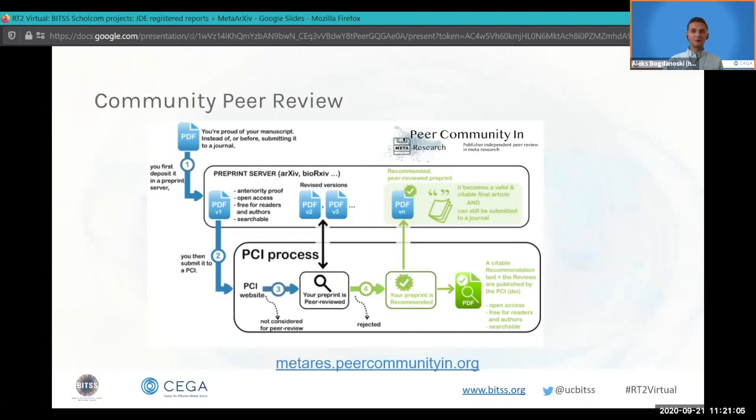Since recently, we have also teamed up with a group called the Peer Community in Meta Research. And through the PCI Meta Research community, you are able to submit your preprints and pre-registrations for peer review before submitting them to a journal. So the way this operates is you can submit your preprint. It is handled by an editor, and you can receive feedback from peers who are skilled and experienced in meta-scientific research. The process may result in a recommendation, which is sort of a formal letter that you can include with your paper when you submit it to a journal, and it may be helpful in securing a publication.